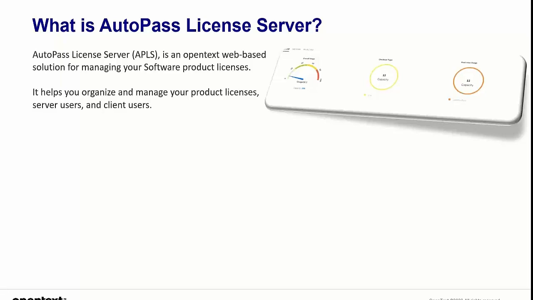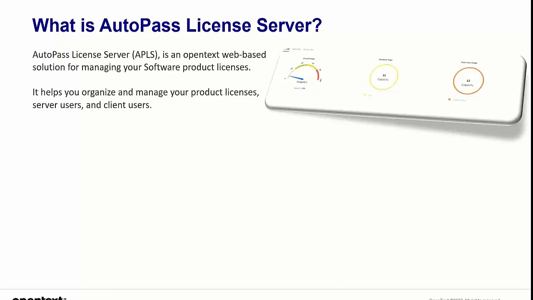From the context of UFT, the AutoPass license server manages the UFT licenses acquired from the license portal. These UFT licenses are then installed on AutoPass license server. When a UFT client computer needs a license, the client sends a request to AutoPass license server, and a license is checked out for this particular user, or mostly you can say for that particular UFT machine.